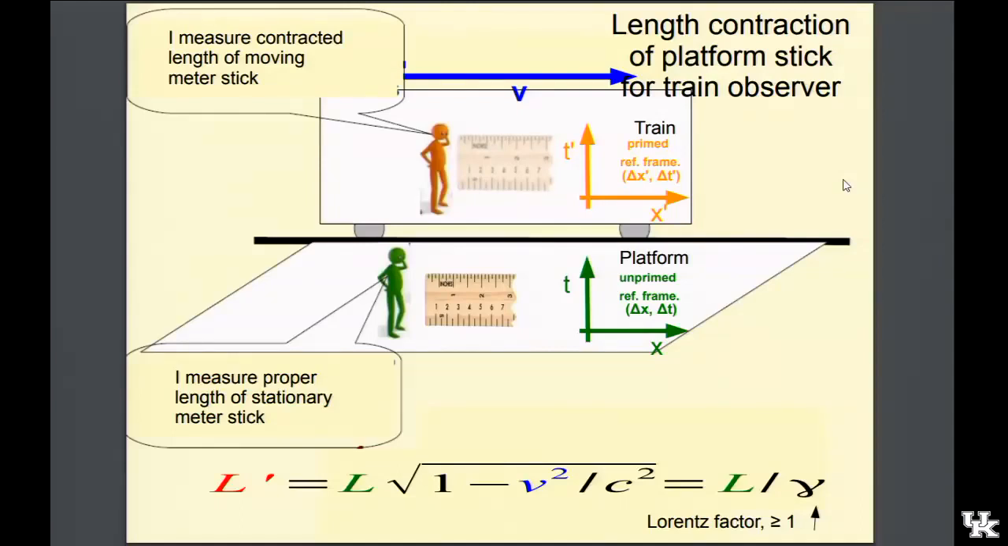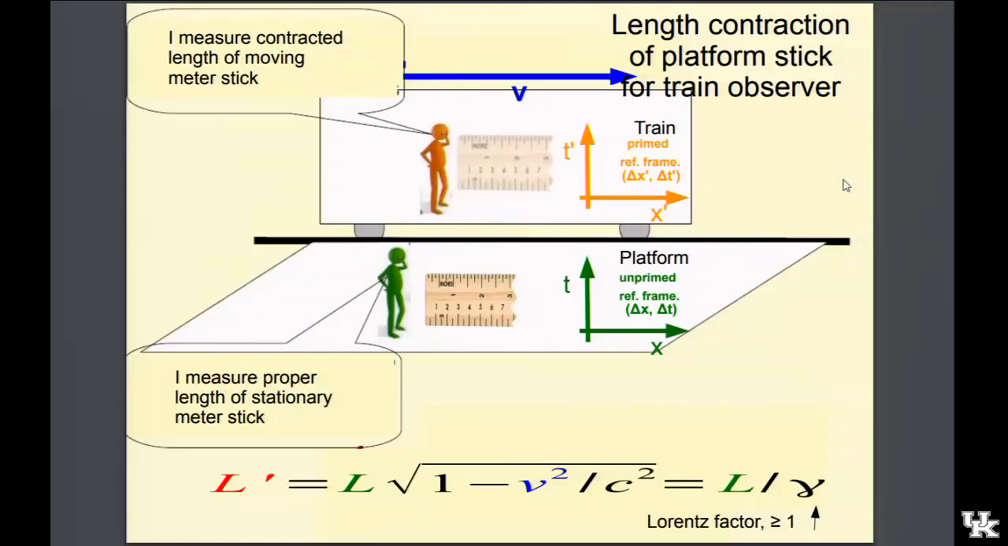Just as a reminder, the platform is a reference frame. Here is the platform reference frame. It's in green. It's unprimed. I've drawn the time and one space coordinate, and here's a platform observer in green also. Here's the train, and here's the train reference frame. It's the primed reference frame when I label times and positions. Again, I'm just drawing one space coordinate, and the vertical axis is the time coordinate. And here in orange is the train observer.